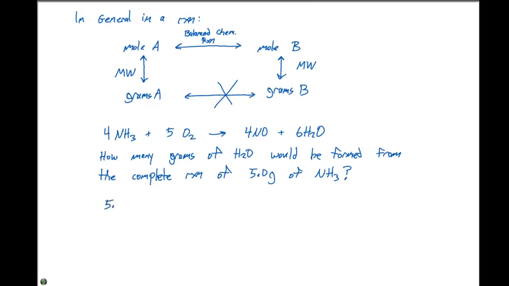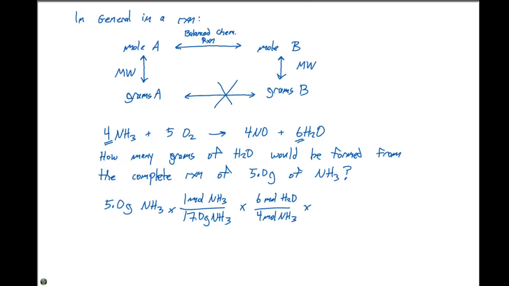So we'll start with our given quantity, which is 5.0 grams of NH3. There are 17.0 grams of NH3 in 1 mole of NH3. And we can do that by using molecular weights from the periodic table. Now we need to convert moles of NH3 to moles of H2O. We use the coefficients in the balanced chemical equation. There are 4 moles of NH3 for every 6 moles of H2O. So 4 moles of NH3 go in the denominator, and 6 moles of H2O will go in the numerator.